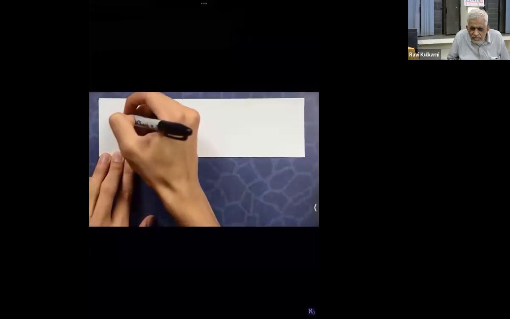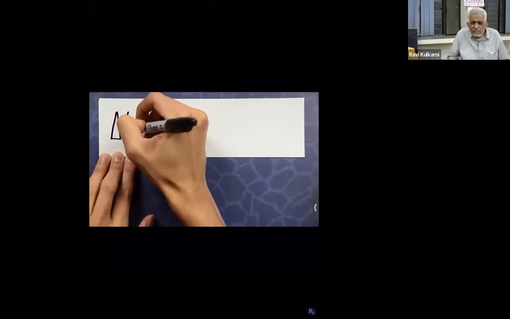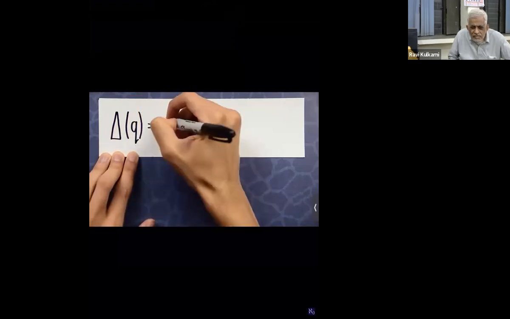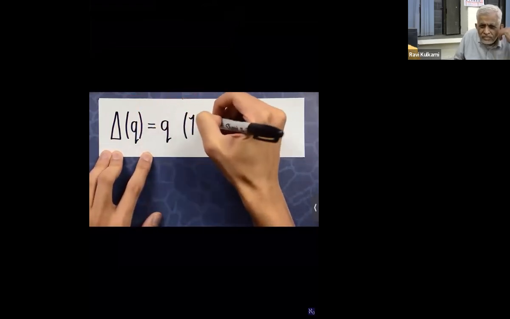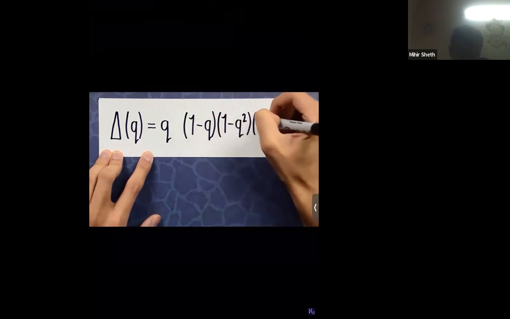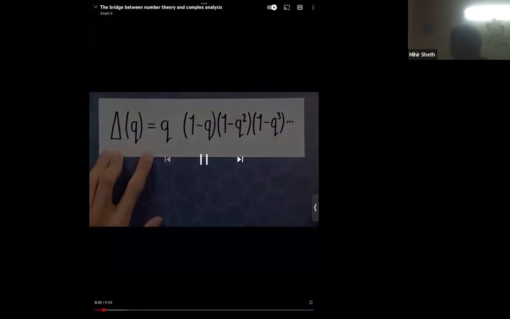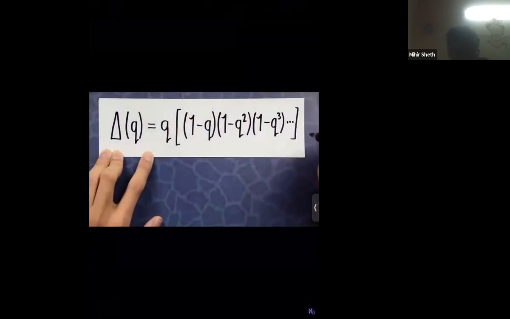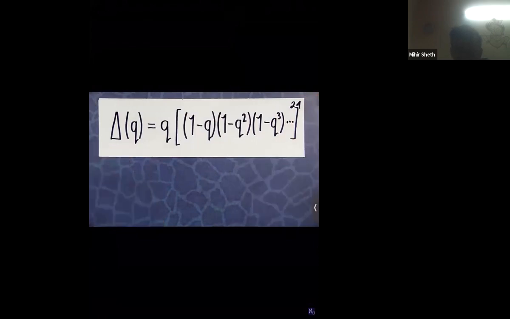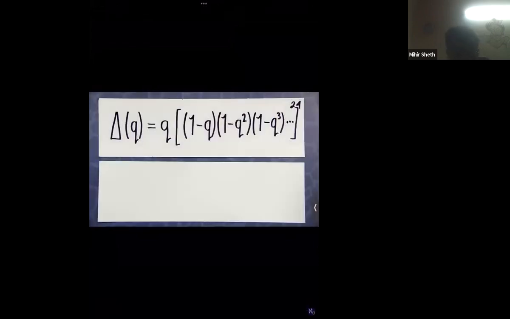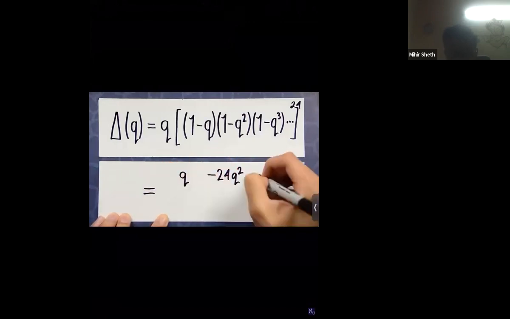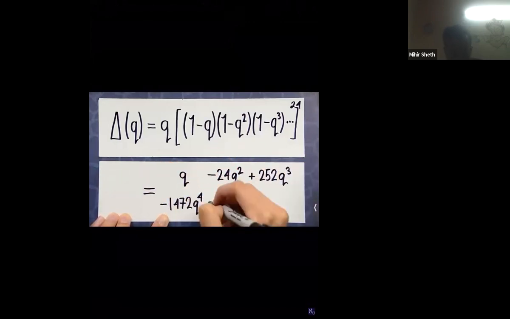In 1916, the mathematician Ramanujan looked at the following very strange function, which he called delta of q. Q times (1 minus q) times (1 minus q squared) times (1 minus q cubed), and on. And then all of this raised to the 24th power. For no particular reason, he decided to multiply it out. And when he did, he got this strange sequence of numbers.